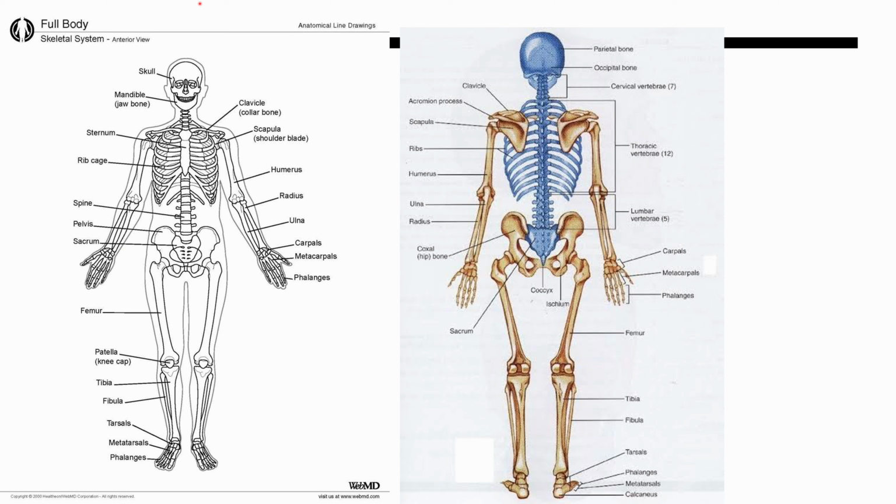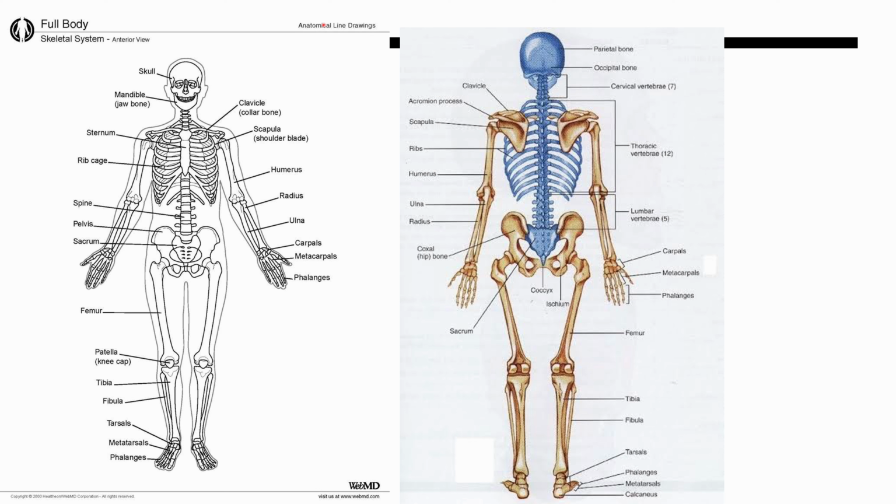The second one is protection. It protects important organs, like the skull that protects the brain and the rib cage that protects the heart and lungs. The third one is movement: the bones work with muscles and joints to help you move. The fourth function is to store minerals like calcium and phosphorus. The fifth and very important function is blood cell production. Inside certain bones is the bone marrow, where the blood cells are made.